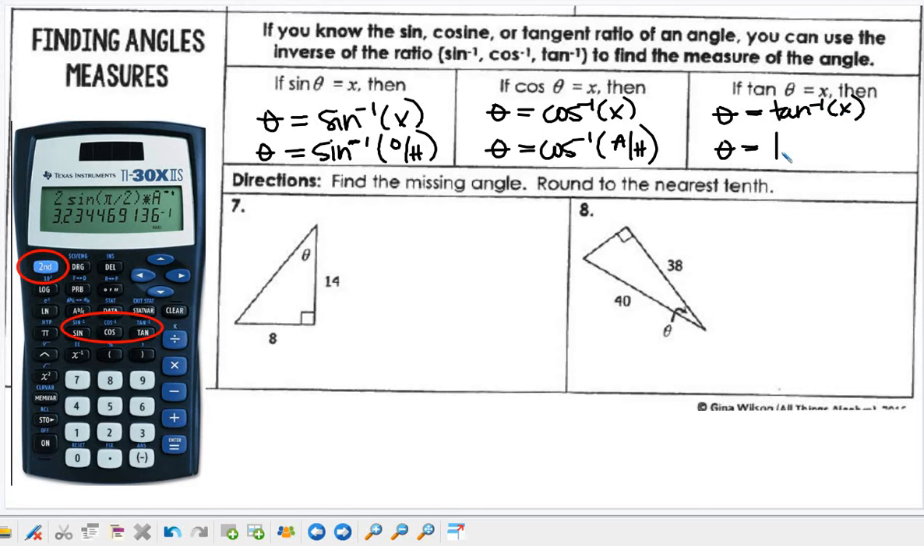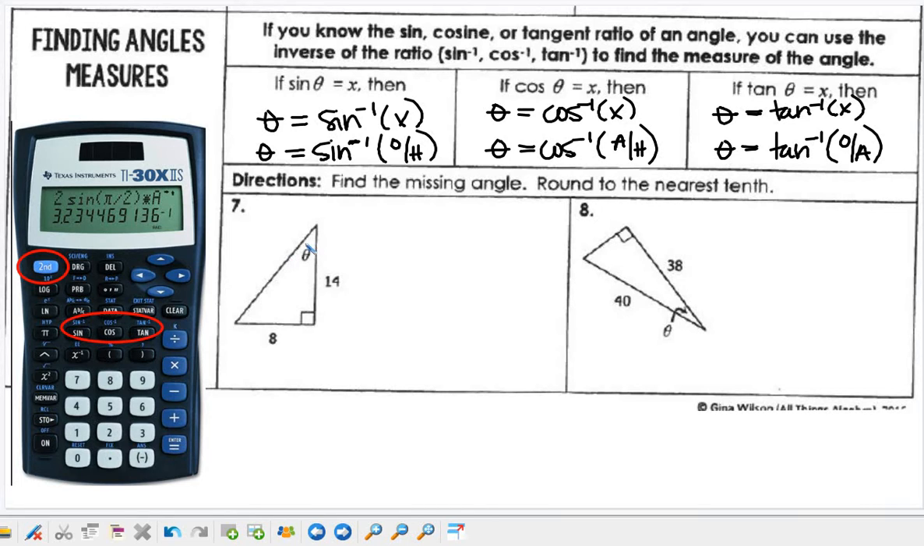And the same thing here with tangent. You would take inverse tangent of its ratio, which is opposite over adjacent. SOHCAHTOA. This is just a keystroke in your calculator. So here you see that sine inverse, cosine inverse, and tan inverse are located just above the sine, cosine, and tangent keys. They're in blue, which means you have to hit second to then access.